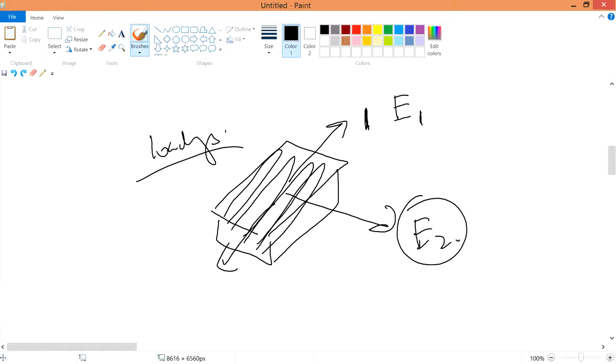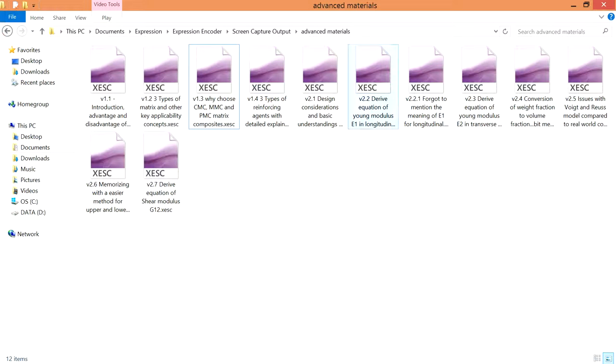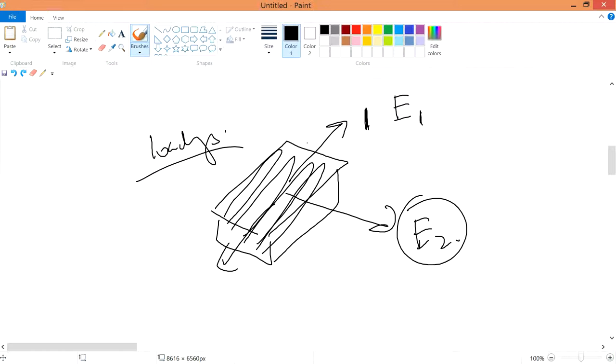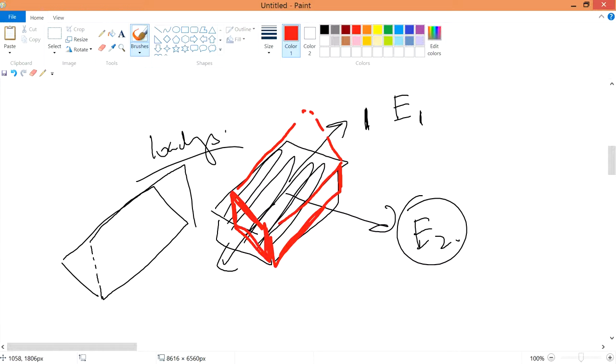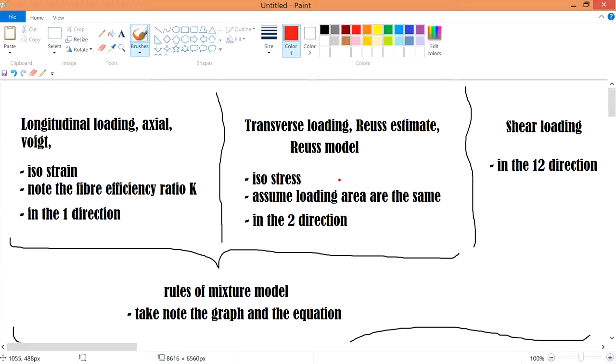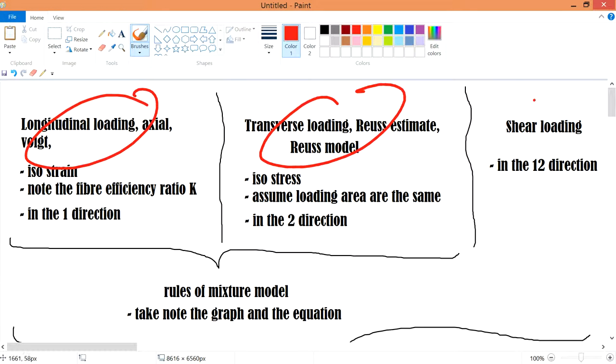For E1, the longitudinal direction, is these two videos. The transverse direction is this video. And we will have a shearing in the 1 and 2 plane. At first it was like this, and over here it will shear. If I draw it more clearly, this block will be sheared into this shape right here. As you can see, it's being sheared. So these are the three things: the longitudinal, the transverse, and the shearing.